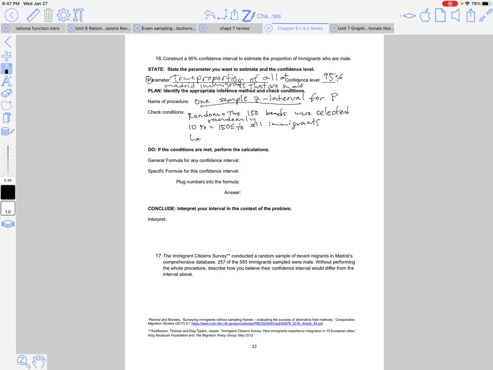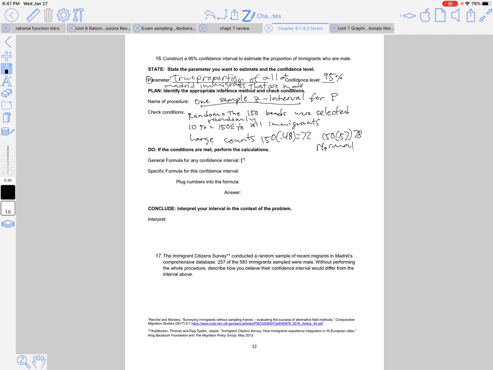Okay, and large counts will be 150 times 0.48, which is 72, which is greater than or equal to 10. And then 150 times 0.52, which is 78, which is also greater than or equal to 10, so it's normal. So we proved the 3 conditions that are required for this. So we planned out what we're doing. We're creating this specific type of confidence interval, and then everything's good to go. We checked our conditions, so now we're going to actually do it.